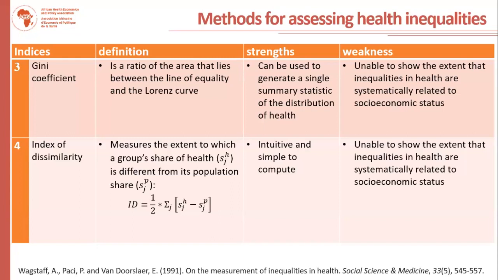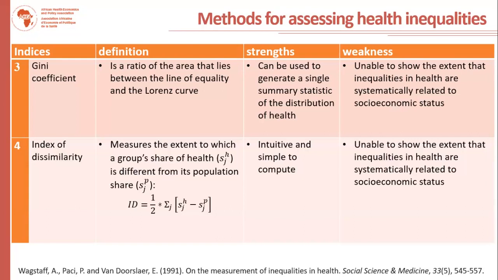Depending on how you group people, if you're interested in socioeconomic status, you might group people by socioeconomic groups, from the poorest quintile to the richest quintile. For each quintile or group, you have their share of health and their share in the entire population. For example, the poorest quintile might have 10% of the share of health, but their share of population is 20%, because it's 20% in terms of quintiles. So this difference is what you're interested in.